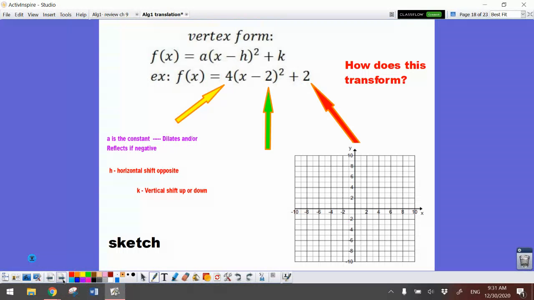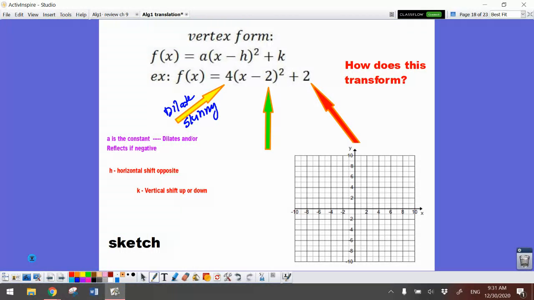So let's take a look at our first problem here. So we've got f of x equals a quantity x minus h squared plus k. And here's my example, 4 times the quantity x minus 2, squared, plus 2. Okay, so we need to kind of figure out what each of these jobs are. So this first one, the number, that's a dilate. And is that going to be wide or skinny? Well, that's a whole number. So that's going to be dilate skinny. So I know that I'm going to be creating a skinny graph.